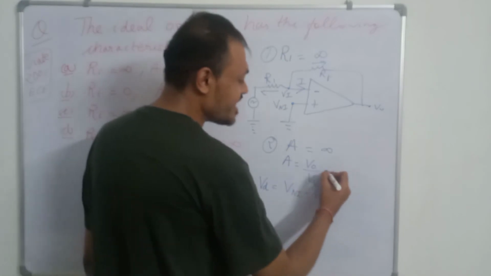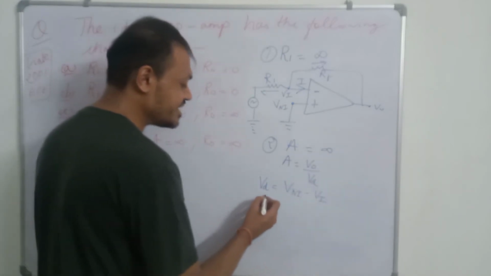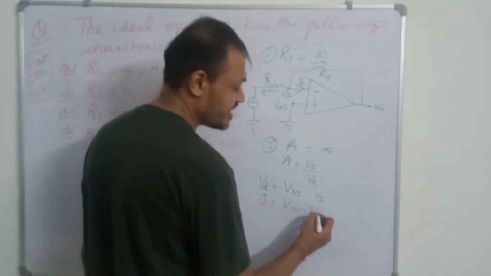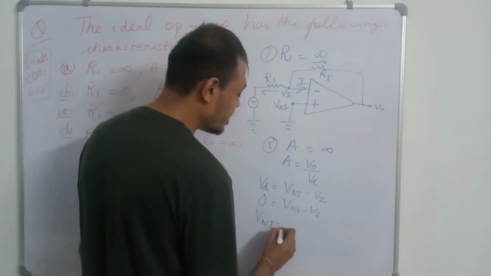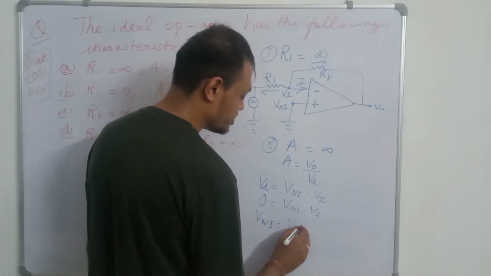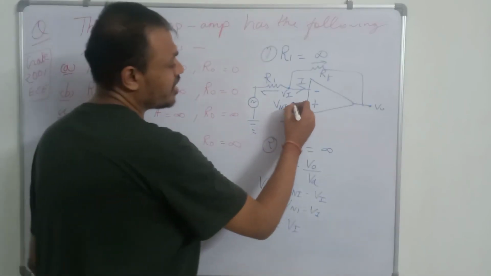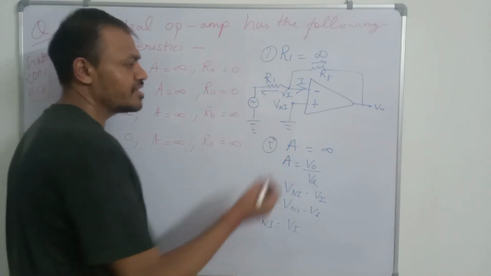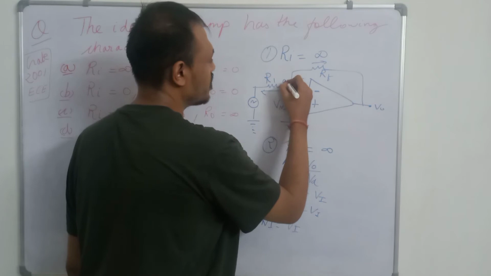So gain A can be infinite only if Vd is 0. Zero Vd means V non-inverting minus V inverting is zero, which means the non-inverting voltage is equal to the inverting voltage. Now the non-inverting terminal is connected to ground, so this voltage is 0 volt.